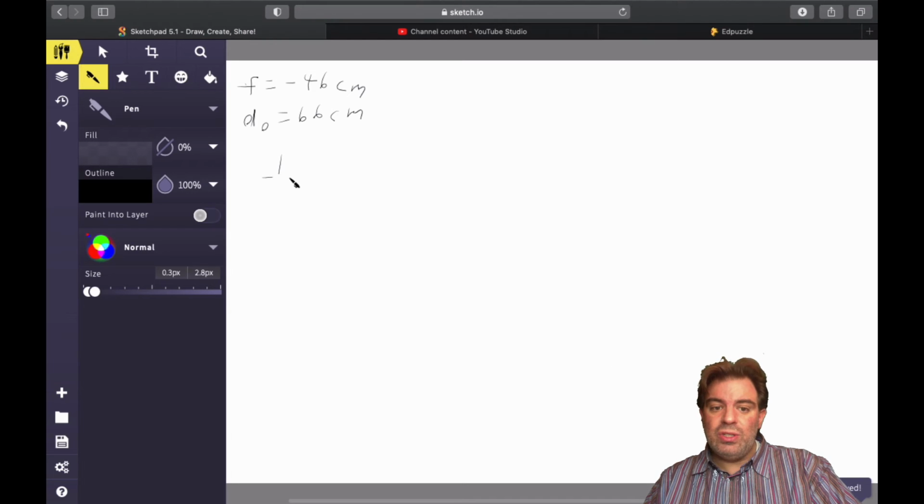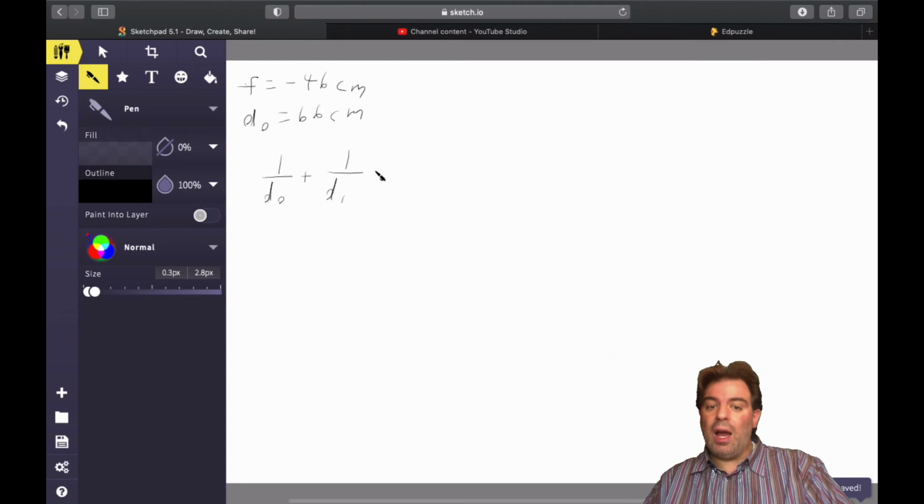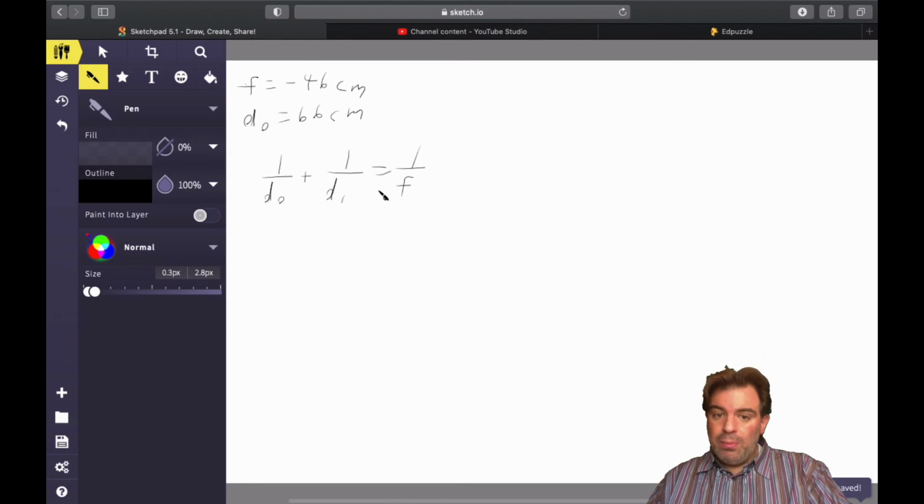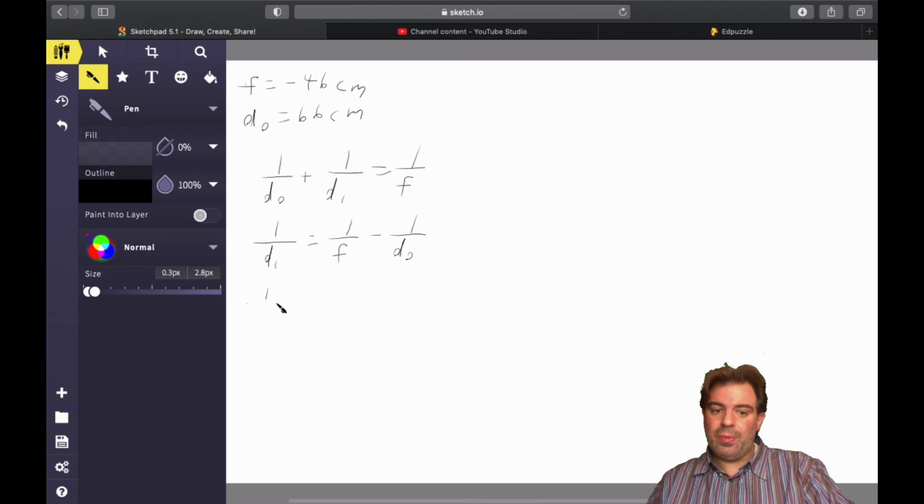Now, using the mirror equation, we said it's the inverse of the distance of the image plus the inverse of the distance of the object, and that's going to be equal to the inverse of the focal point. Now we can plug in our numbers and solve for it. So in this case, 1 over the distance of the image equals 1 over the focal point minus 1 over the distance of the object. So plugging numbers in, 1 over negative 46, don't forget, focal point is negative, minus 1 over the distance of the object, which is 66.